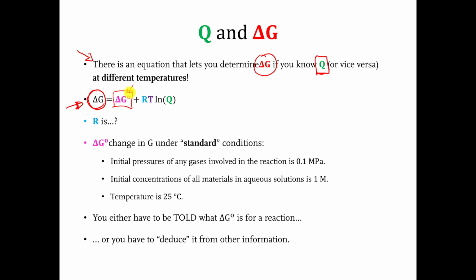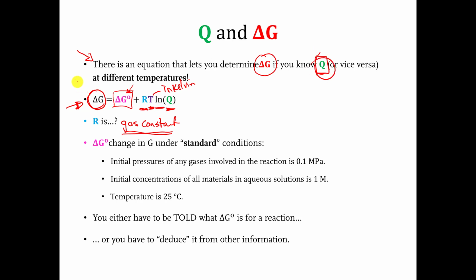That little zero-looking thing means standard free energy, plus R. R is the gas constant, which we've already seen before, so this is just some special number that you can look up, times the temperature. The T stands for temperature, and it has to be in units of Kelvin, times the natural logarithm of the reaction quotient.